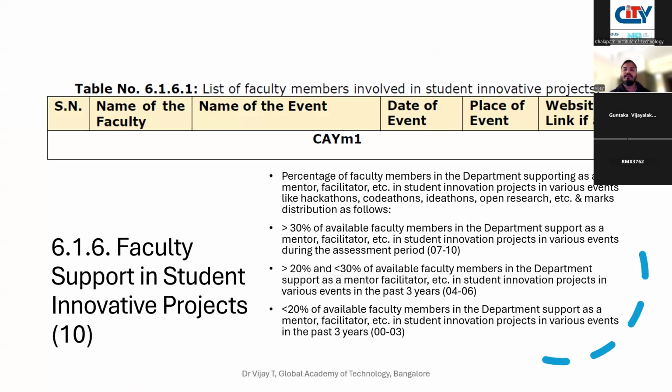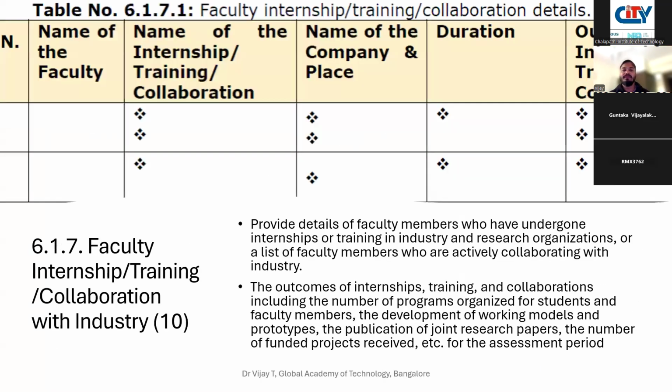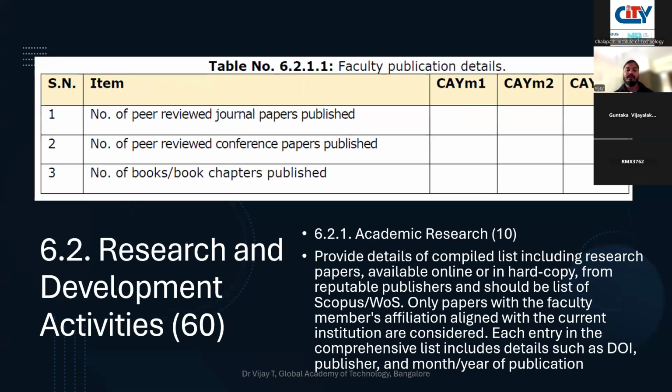So, list of faculty members involved in student innovative projects, how your faculty have guided them in hackathons, datathons, projects, and other aspects. A solid document proof has to be there for this. Faculty internship, training, collaboration with industry. Whether your faculty have gone for internship, say during the vacation time, 15 days of internship with some company to upskill themselves, or they have undergone a training, or they are solving a few problems in collaboration with industry, or doing a consultancy can be shown under this.